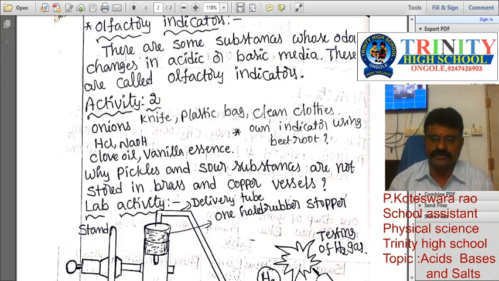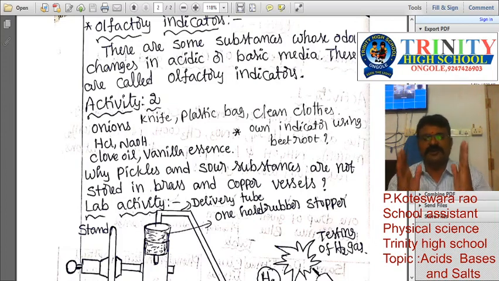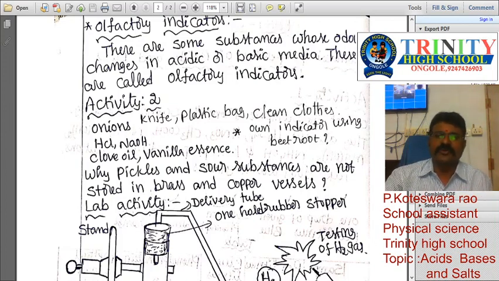Most important 4-mark question. Are you okay? I think this time all of you understood. And what about our next concept? Do you know why pickles and sour substances are not stored in brass and copper vessels?